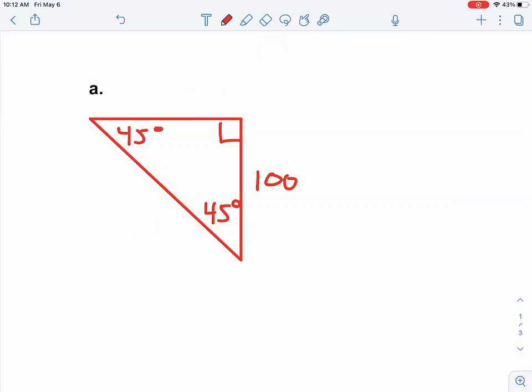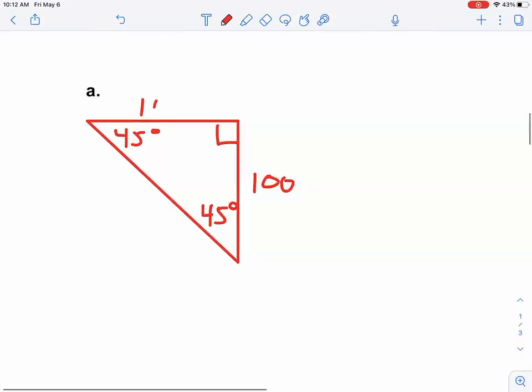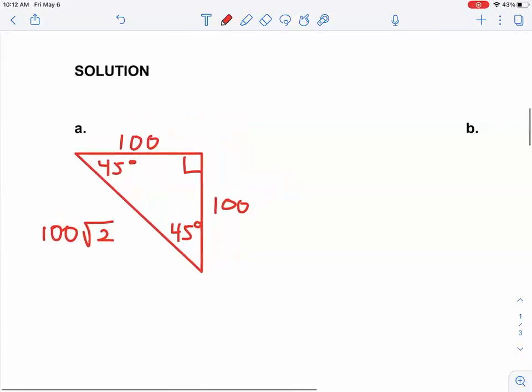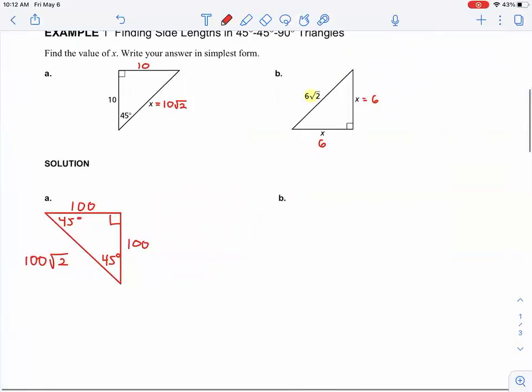Here we have this right triangle. One leg is 100. That means that the other leg has to be what? It's got to be 100 also, right? It's got to be the same thing. And then what's the hypotenuse? 100 root 2. Done. Okay. So that's our shortcut for 45, 45, 90 triangles. Not so bad.